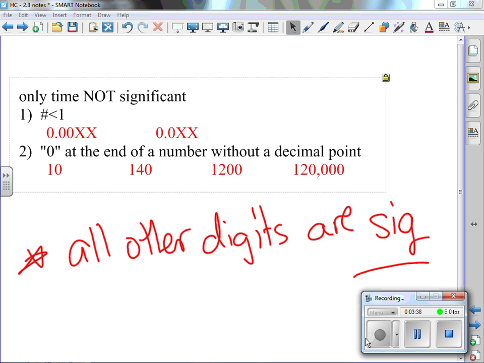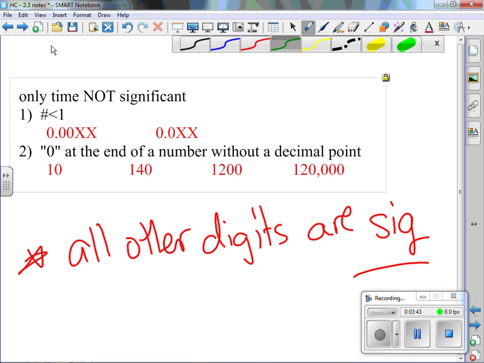All right, so you might be thinking, man, that's a lot of rules. How am I going to remember that? Well, we'll do one better here.